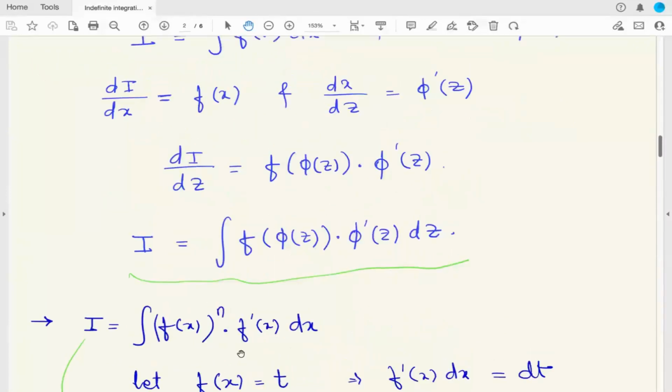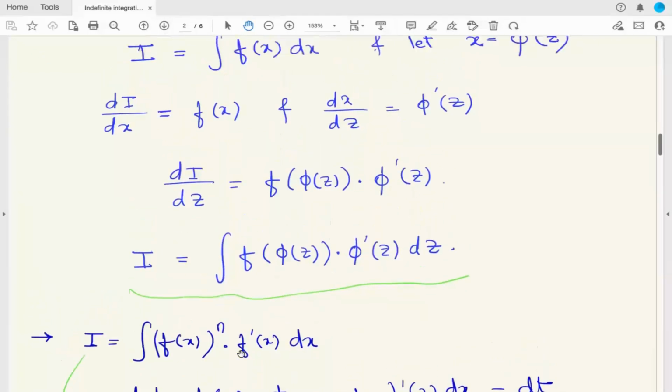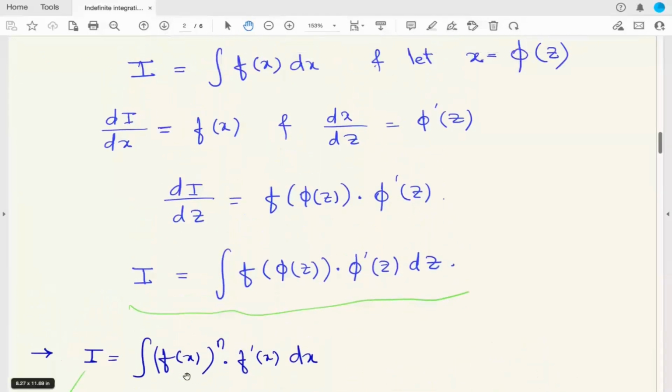Now let me look into one of our examples. So look at this. What is it? It is a function given, which is a function of x to the power n dot f dash x dx. Okay, so let me write here whatever is given, our function f x.